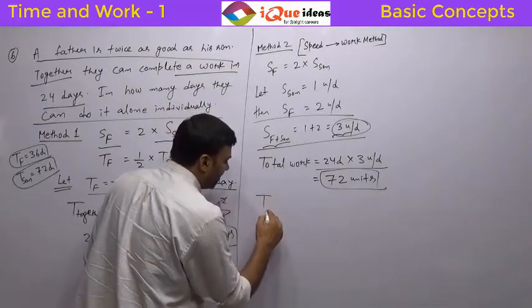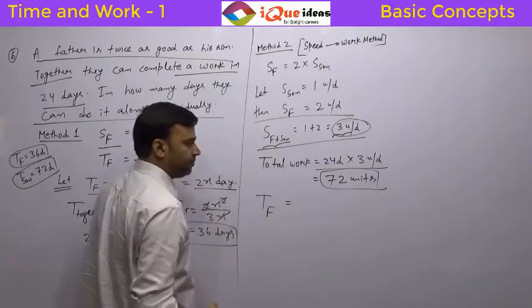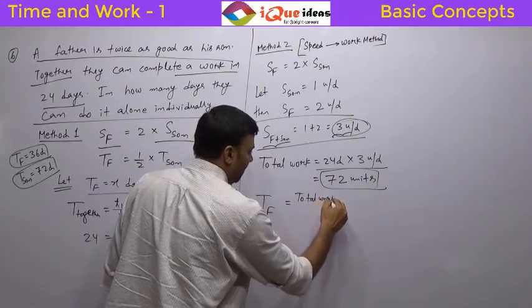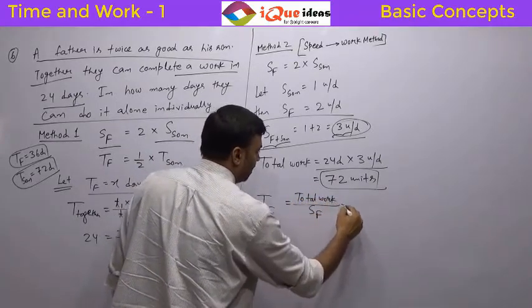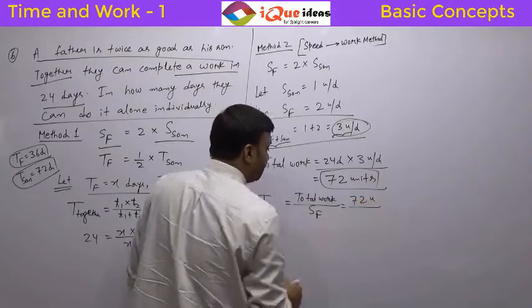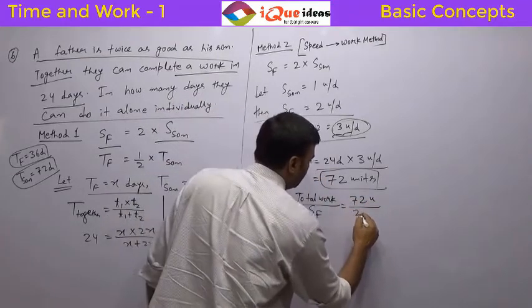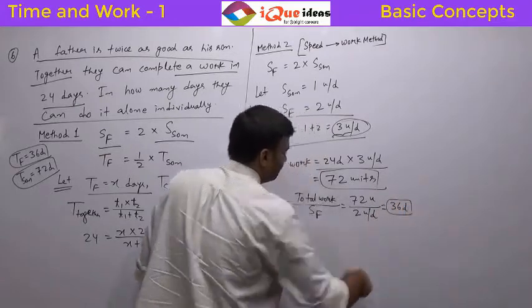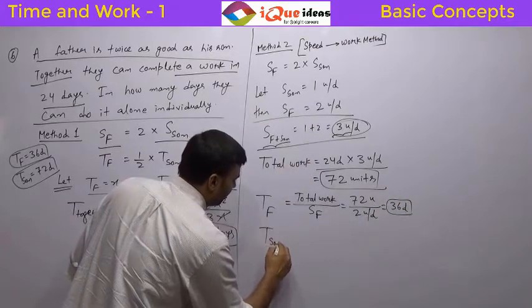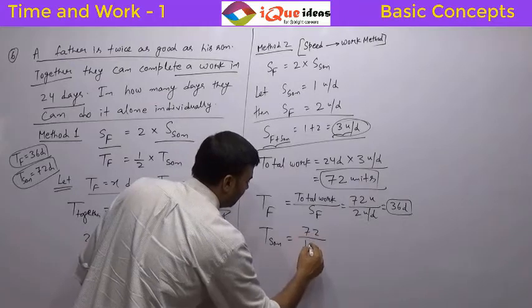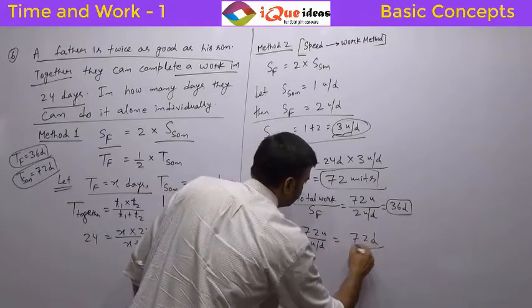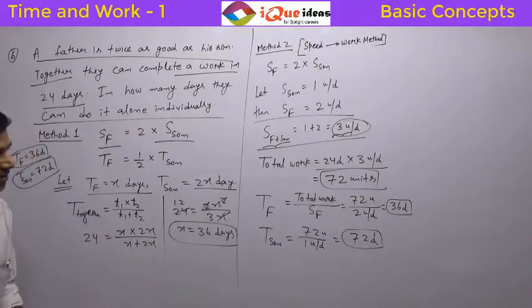So what will be the time taken by father alone? Let's see, total work divided by speed of father. Now total work is 72 units. Speed of father is 2 units per day. So 72 by 2, that is 36 days. And the time taken by son will be total work 72 divided by speed of son 1 unit per day, which is 72 days. So this was another method.